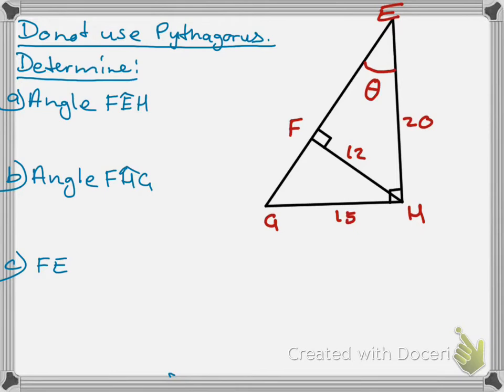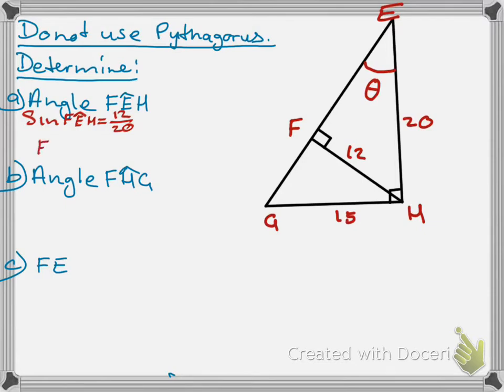So for angle FEH, if you look at angle FEH, you see that we can use either of the triangles. You can use either triangle EGH or triangle EFH, which will give you the answer. So if I use the triangle EFH, I'm going to say sine of angle FEH will be 12 all over 20, which is opposite all over hypotenuse.